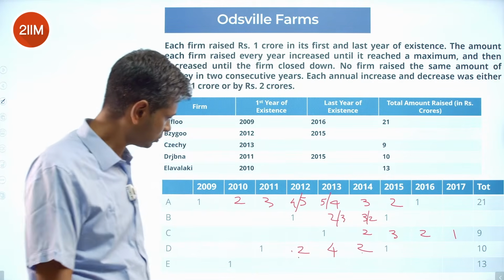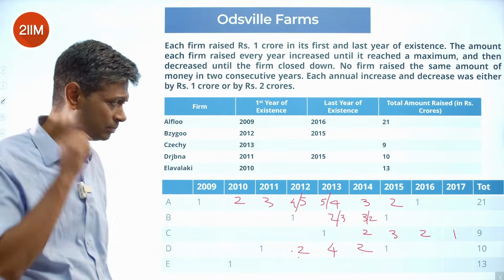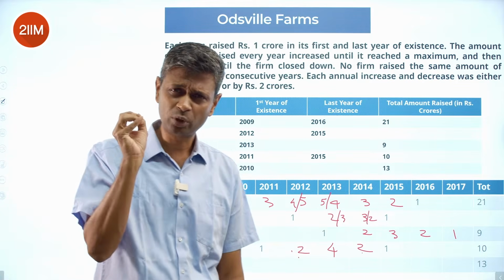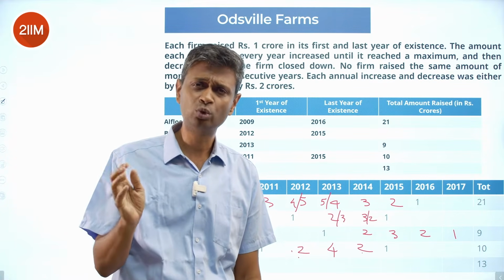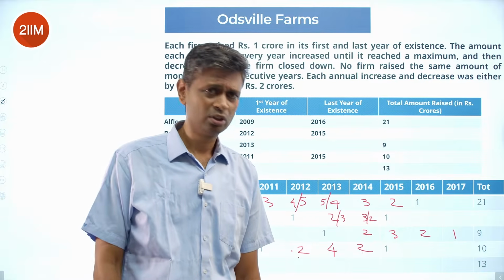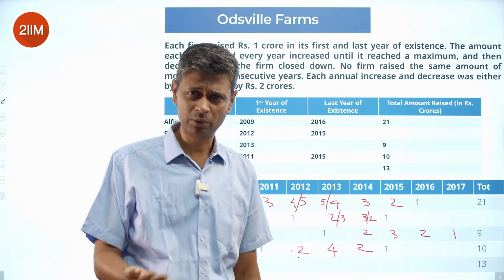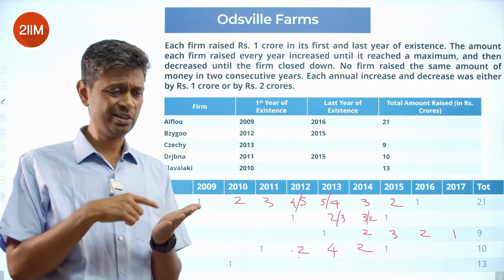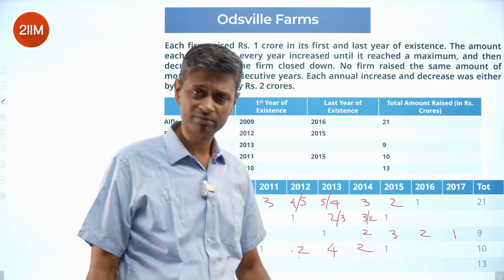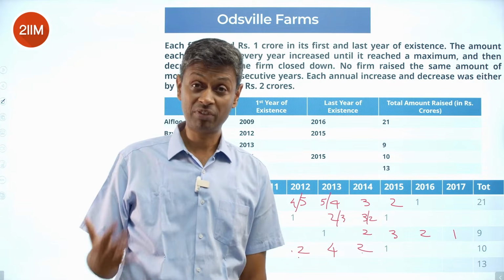Right? Now let's go to 13. I want to think about the minimum number of years to hit 13. Can we do 13 with 4 years? With 3 is not possible. With 4 years, 1, 2, 3, 1 is 7. Nothing else is possible.